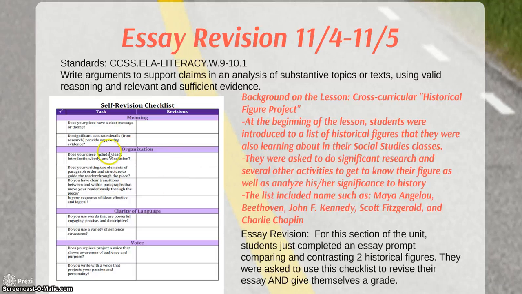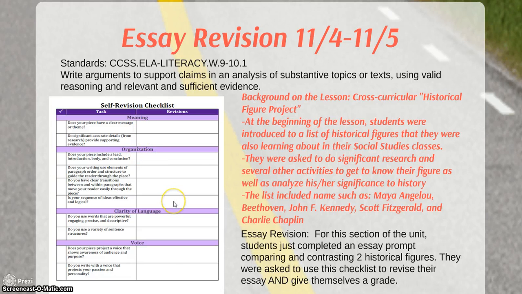This wasn't the exact one. It was really close to this, though. And after they finished their essays, they were to self-revise. Everyone was given a piece of paper like this, and they had to write where in their essay this was proved. So they're just checking themselves.